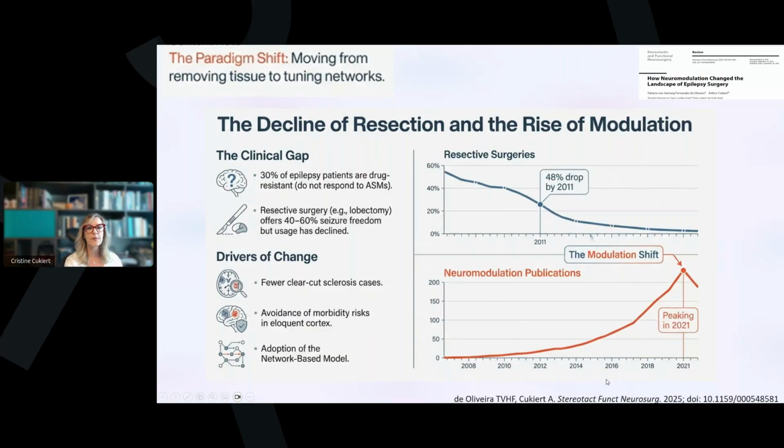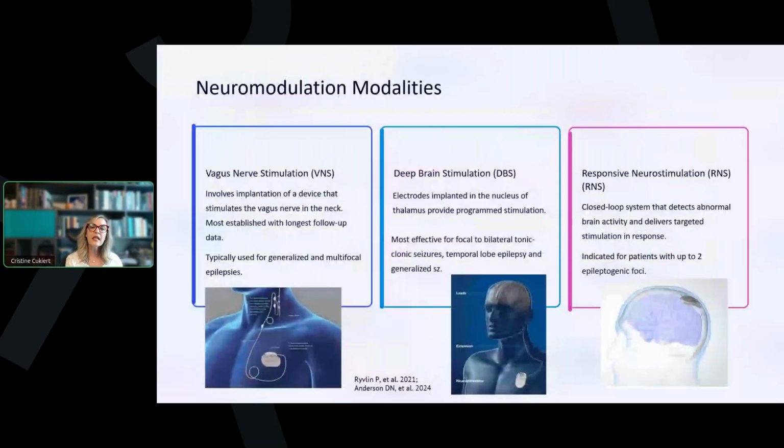kind of patients. So the modalities that we have nowadays: we have the VNS, which is an indirect one, we have the DBS, the deep brain stimulation, and in the US we have the RNS, which we don't have outside the US, as we will see now.